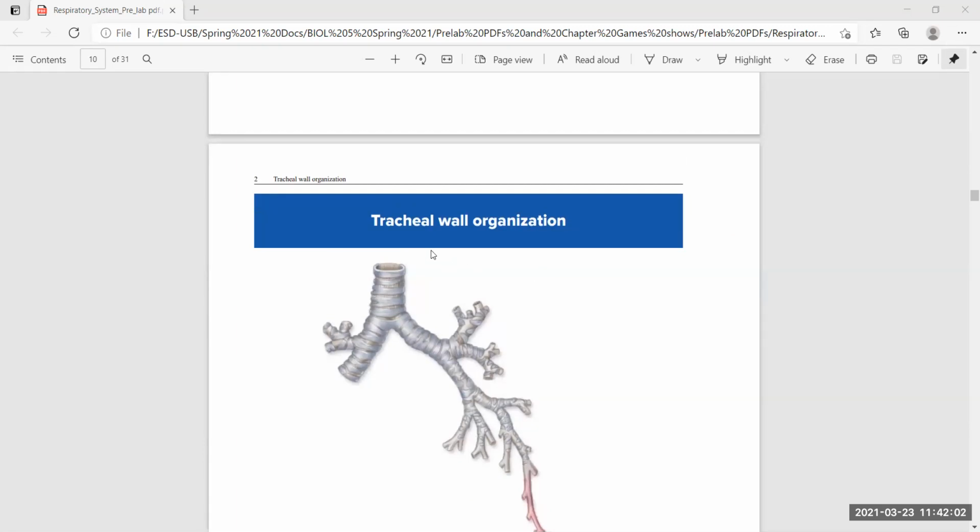The tracheal wall organization. You see the trachea is made up of 20 hyaline cartilage rings, and these rings are incomplete. Posteriorly, there is the trachealis muscle, which helps in expansion and contraction of the trachea during breathing in and breathing out.